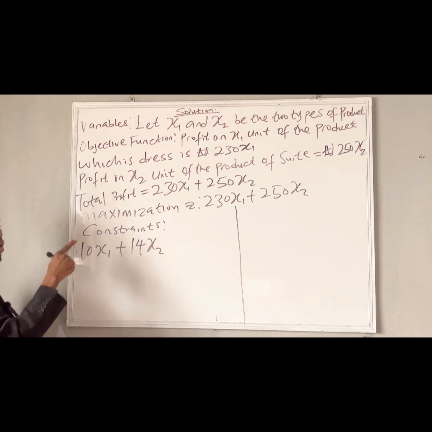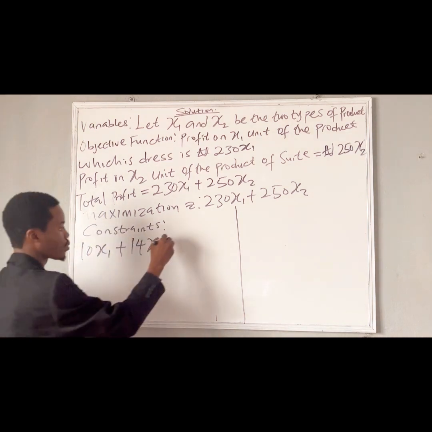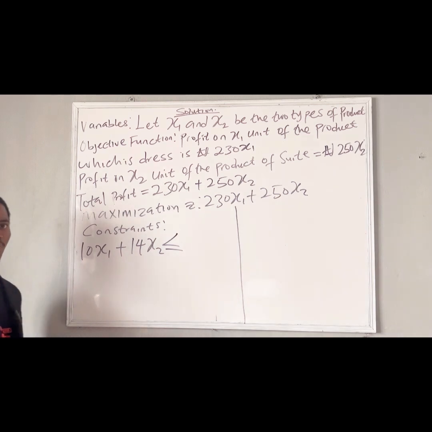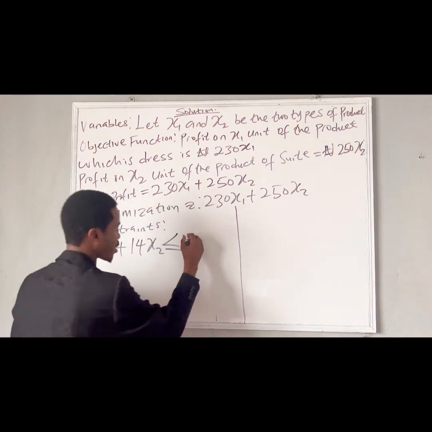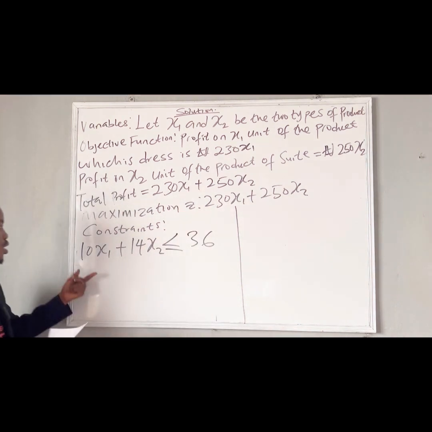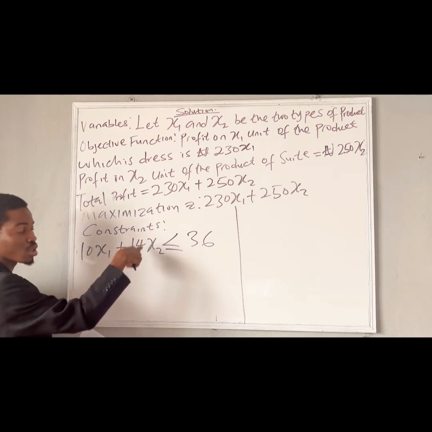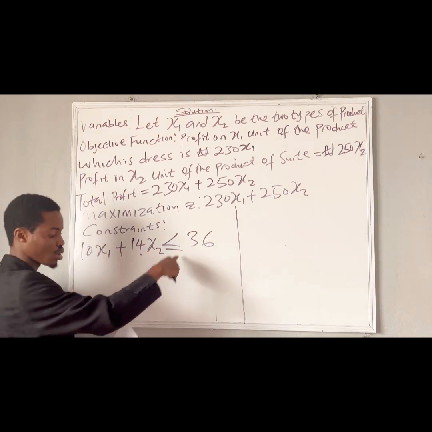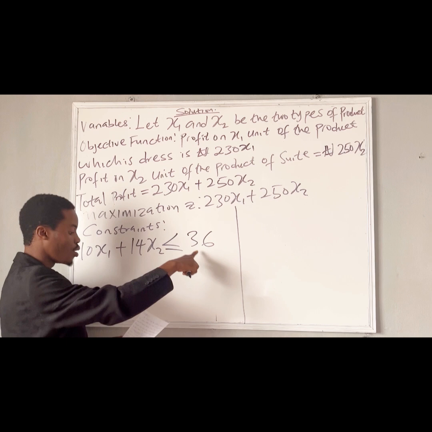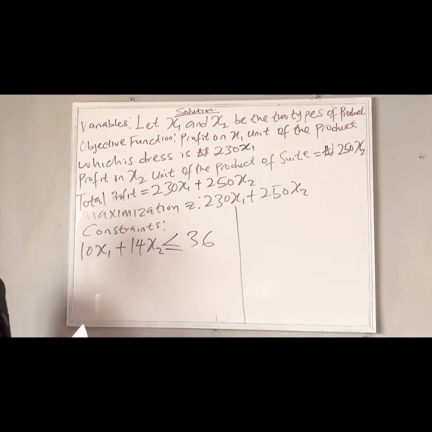Remember that this is maximization, so our inequality sign will be less than or equal to the material that was available before, which is 36 for cotton. This is the dress, and this is the suit. Under dress, this is cotton, and under suit, this is cotton, less than or equal to the total available square meters of cotton.